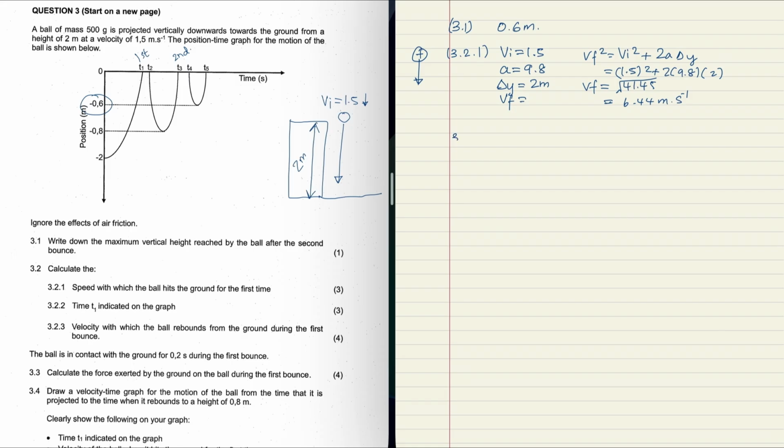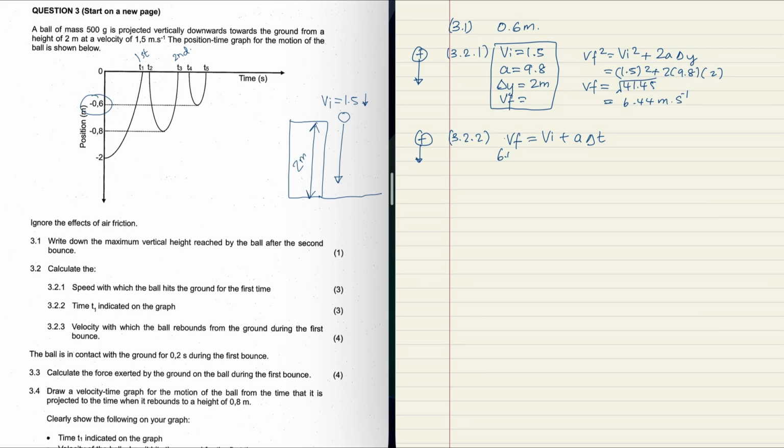Now question 3.2.2 reads, calculate the time t1 indicated on the graph. So t1 is the time that it takes to hit the ground. If we know all of these quantities, we can use the first equation to calculate the time. So once again, I'm going to keep down as positive. So V_F is equal to V_I plus A delta T.